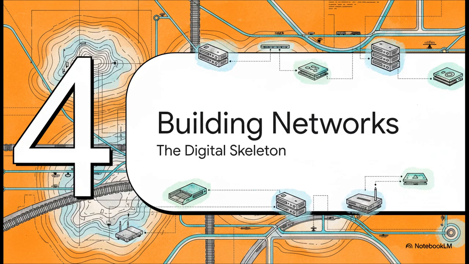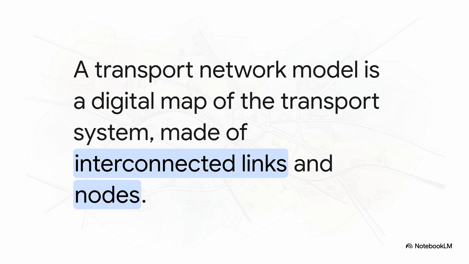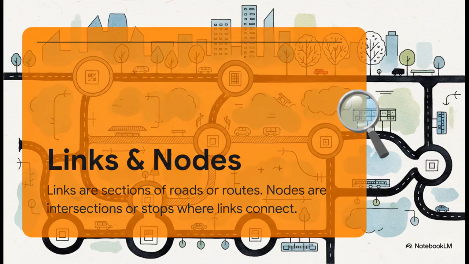This is where we build the network, the digital skeleton that the entire transport system hangs on. This digital skeleton might look incredibly complicated from the outside, but here's the really cool part. At its core, any transport system, I don't care if it's a simple local street grid or a massive regional plan with trains and buses, it can all be broken down into just two simple, powerful parts: links and nodes. And it really is that elegant.